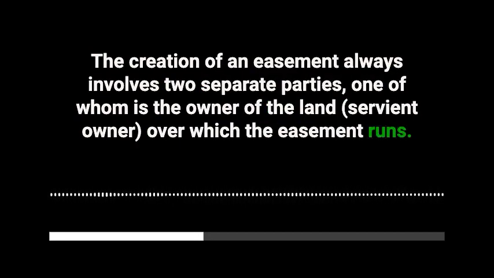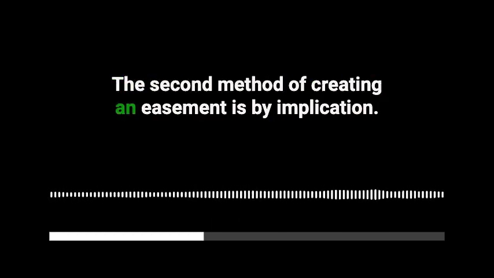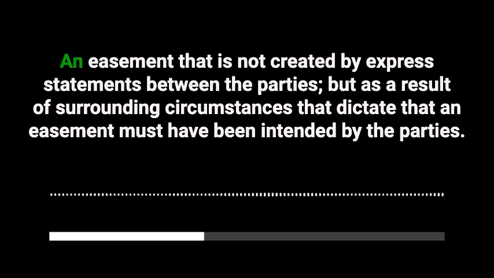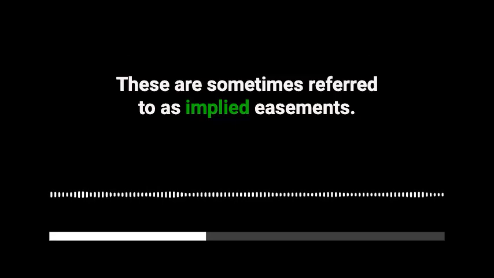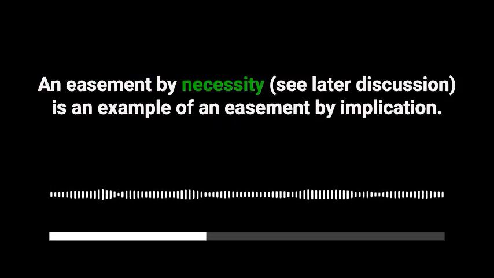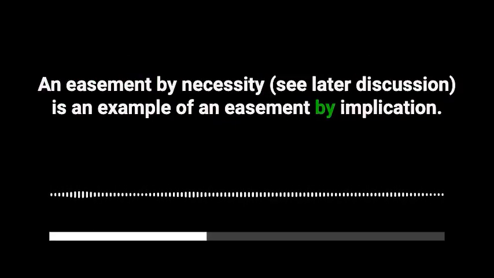which the easement runs. The second method of creating an easement is by implication. An easement that is not created by express statements between the parties, but as a result of surrounding circumstances that dictate that an easement must have been intended by the parties. These are sometimes referred to as implied easements. An easement by necessity is an example of an easement by implication.